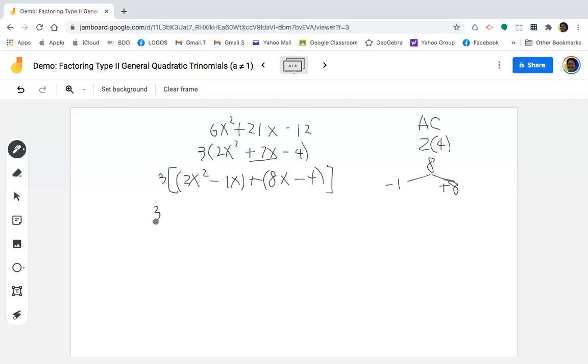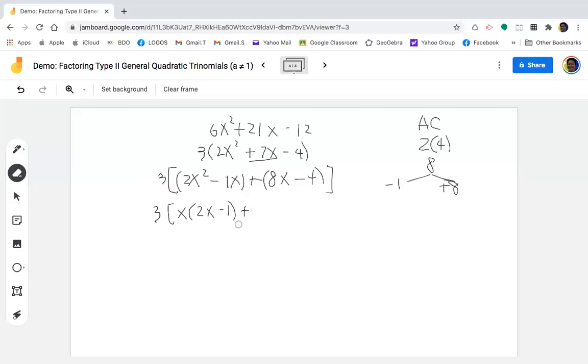Now, let's factor out the GCF from each group. So for the first, it's just an x that we have to bring out. And we'll be left with 2x minus 1. All right. Now, if I didn't write the 1 here, you might think there's nothing here. There is a 1 there. So make sure that you leave a 1 in case you didn't write anything here. There's still a 1.